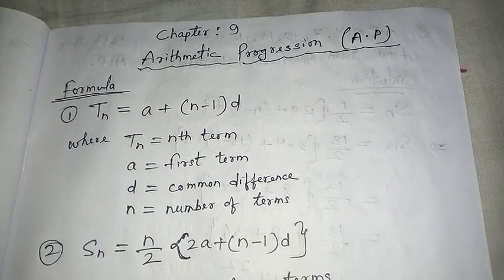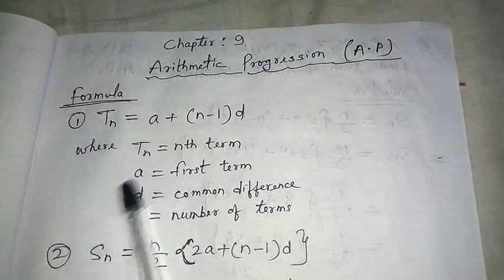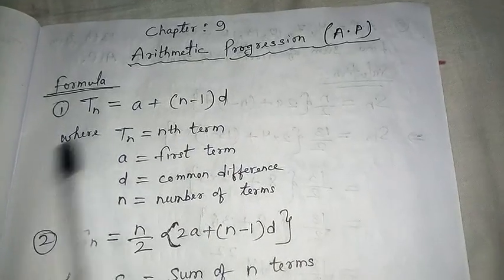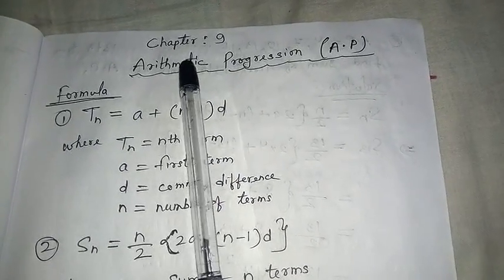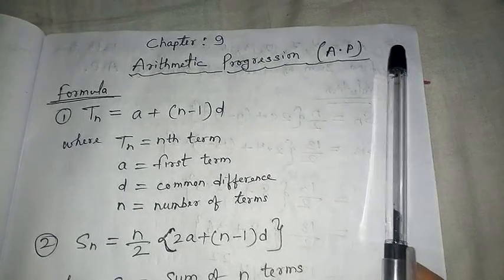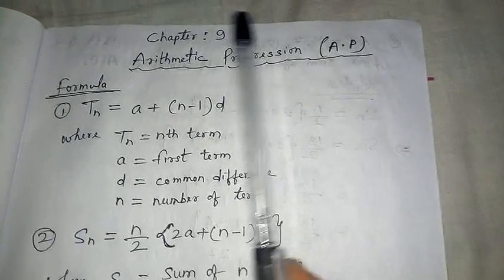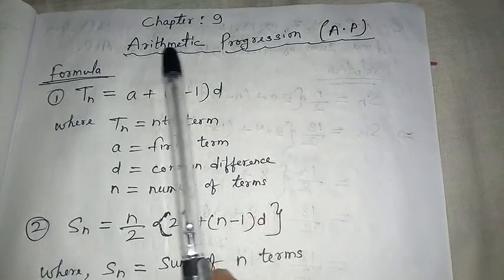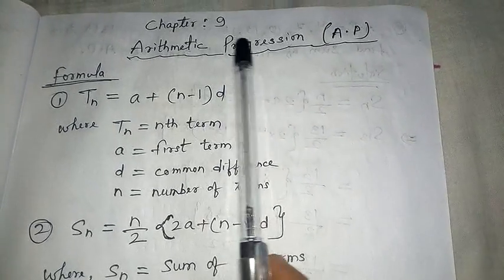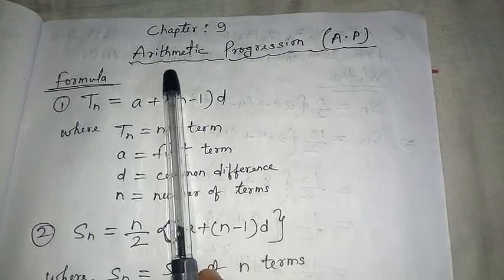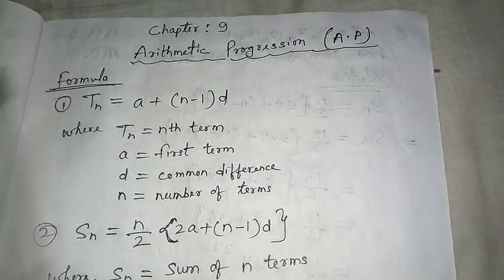Class 10 children, today we will learn a new chapter, chapter 9, arithmetic progression. Actually, the chapter's name is arithmetic progression and geometric progression. But as per the reduced syllabus, you need not learn geometric progression, that is GP. You need to learn only arithmetic progression, that is AP. So I wrote the heading or the chapter's name as arithmetic progression.